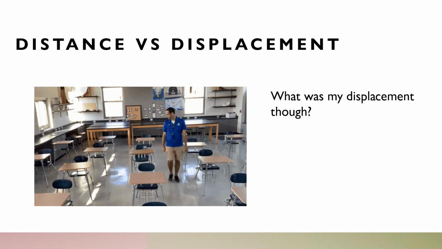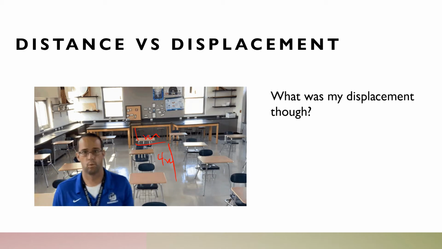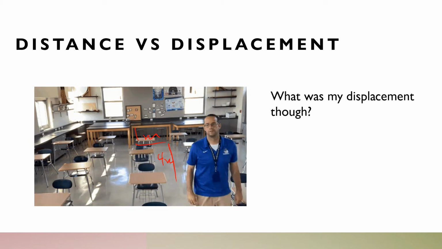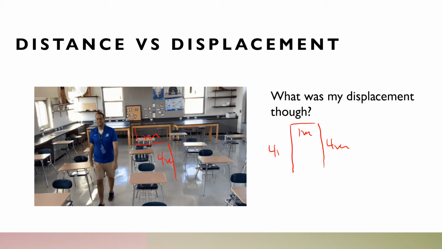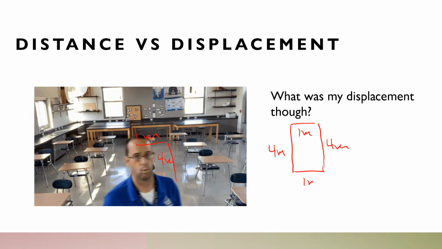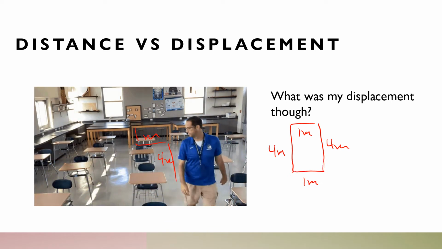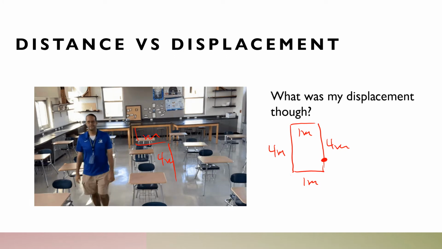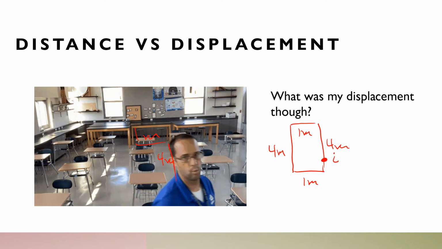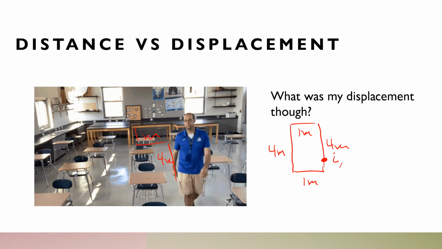What about displacement though? So again, same video, say I go 4 meters back, and I go 1 meter this way. Well, in the end, through the whole video, what was my displacement? So say we go 4 meters back, we go 1 meter over, we go 4 meters this way, and we go 1 meter this way. Well, displacement's all about the difference between where you start and where you finish. So in this case, I started right here, and this is my initial position, and it is also my final position, in the exact same spot.